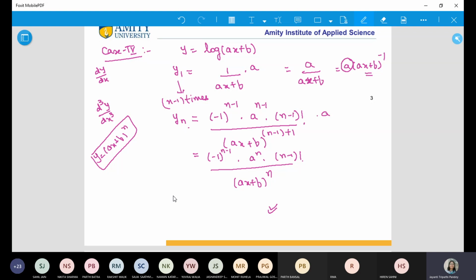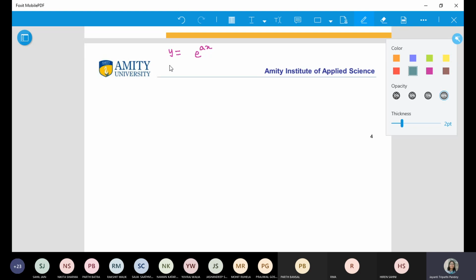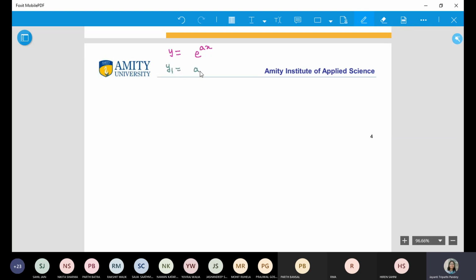Now I am taking the next function. Second function. These are the basic functions that we should know to find yn. The second function is y is equal to e to the power ax. Let's try and find out the nth derivative for this. If you have y is equal to e to the power ax, so what will be y1? A e to the power ax. Any doubt in this?